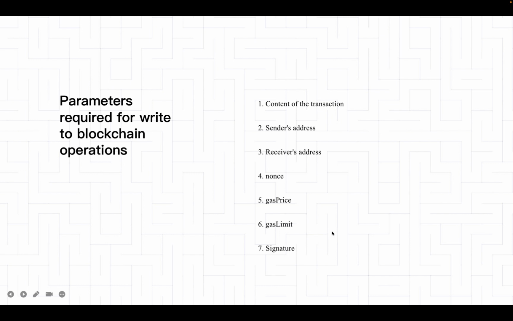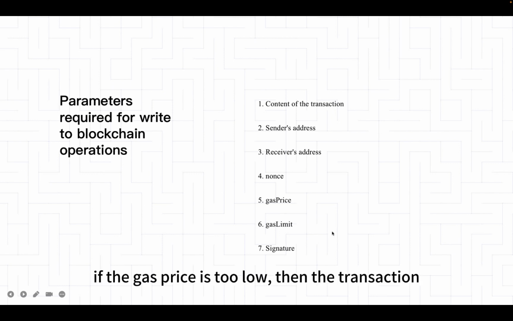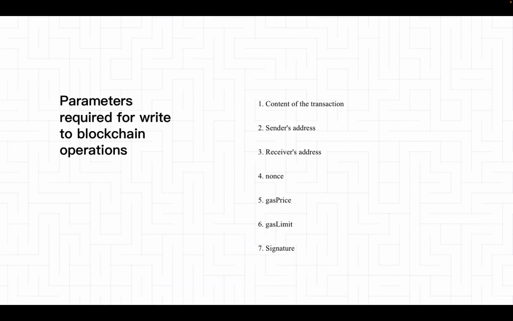Conversely, if the gas price is too low, then the transaction may be put outside a block and wait for a transaction with a higher gas price to be processed before it is processed.